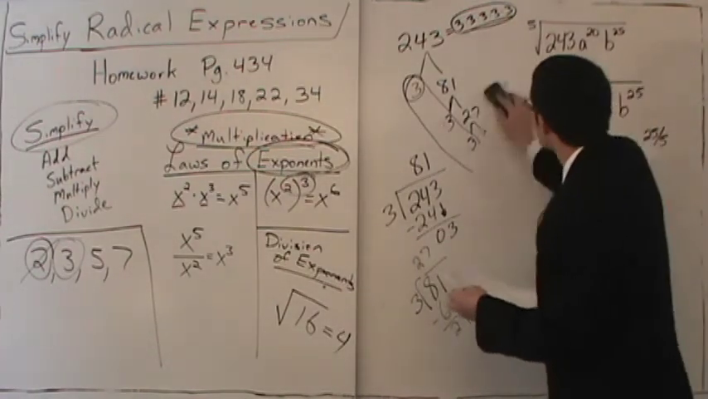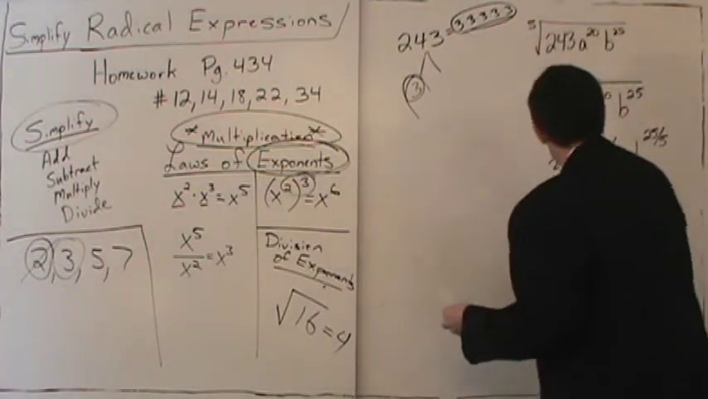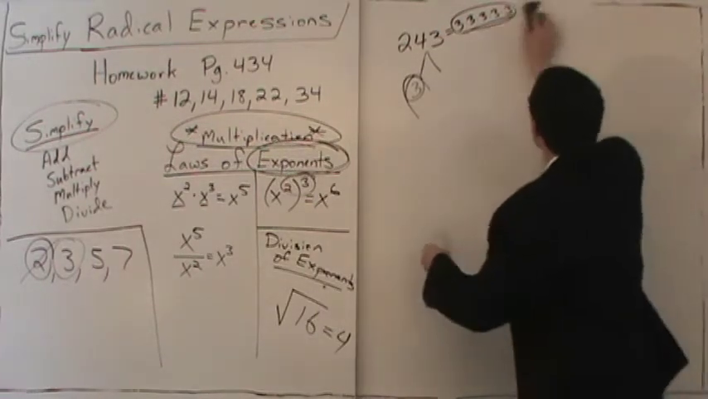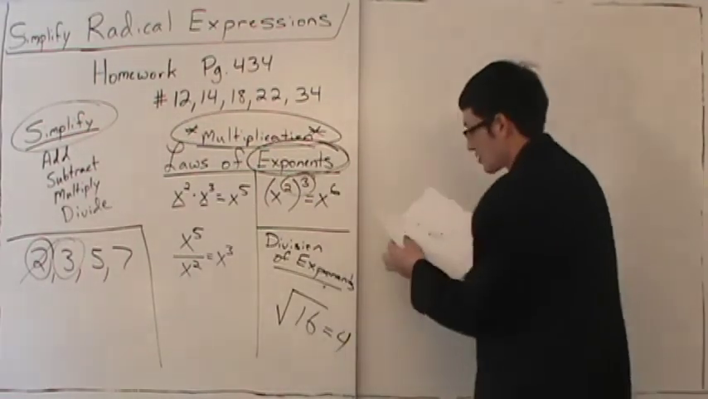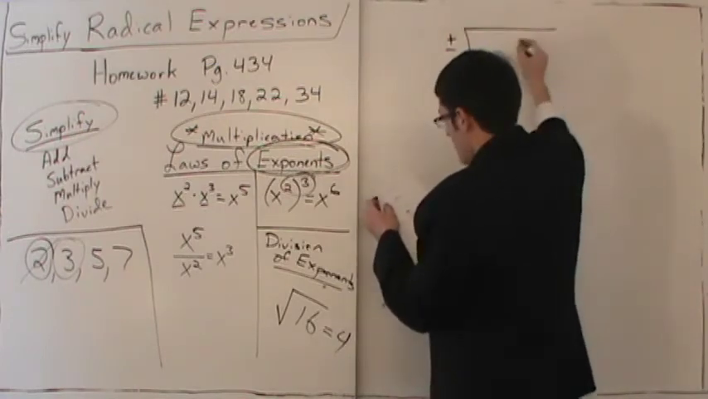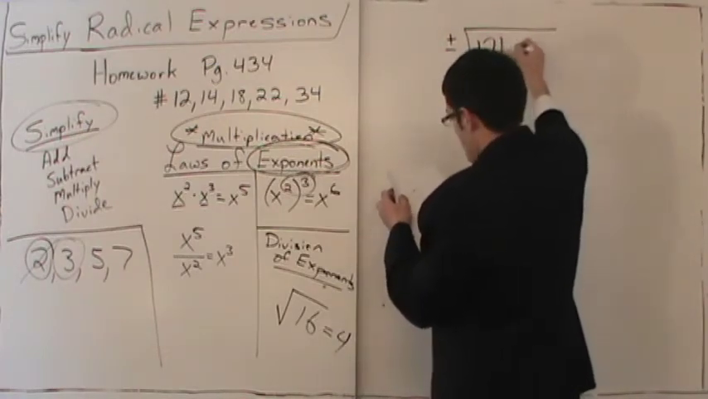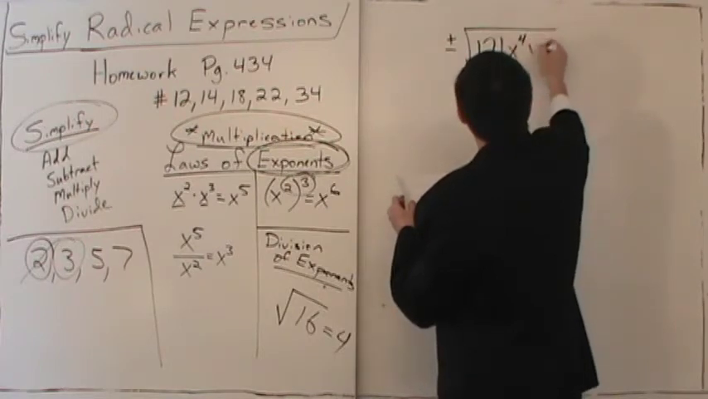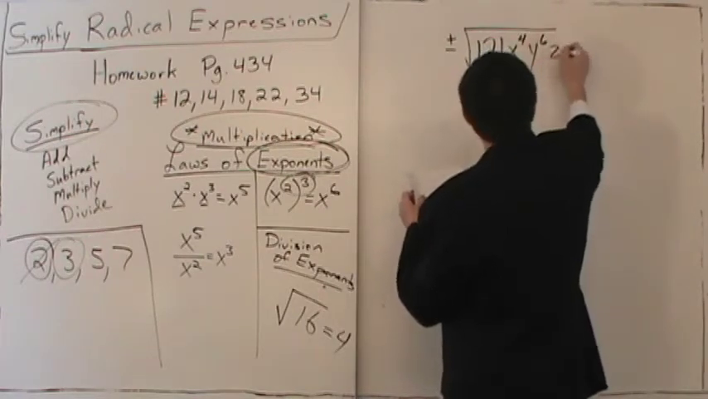Next. Okay, so we're looking at this example. 3 more examples and we're done with this video. Okay, so the next example is the square root plus or minus the square root of 121, x to the 4th, y to the 6th, z to the 12th.